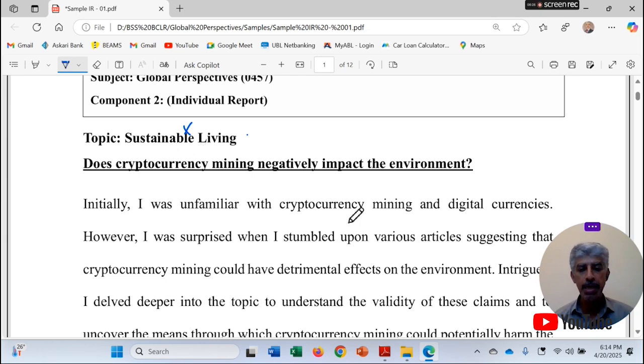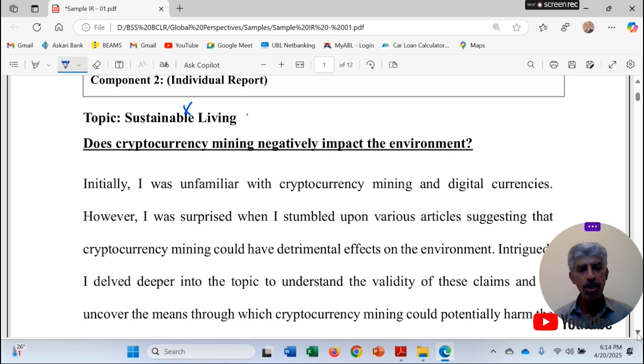So this one is one topic, as I told you, that is not currently available in the list of 22 topics, as it was from the previous syllabus last year. Anyway, I'm going to tell you the pattern. The research question was: does cryptocurrency mining negatively impact the environment?